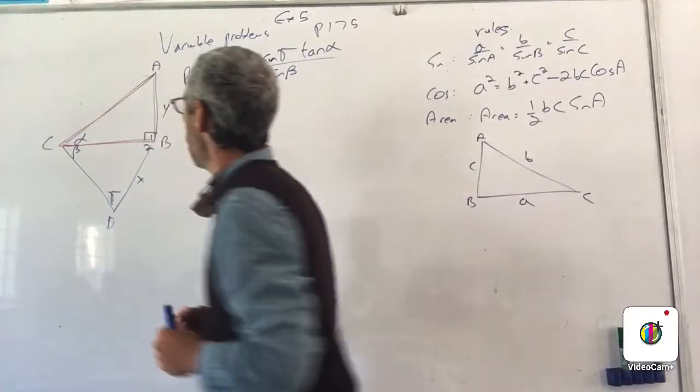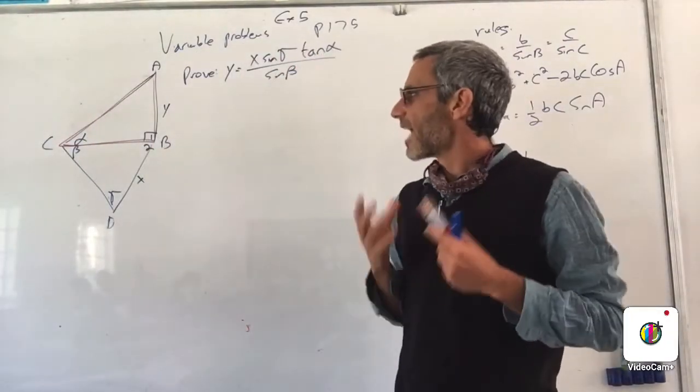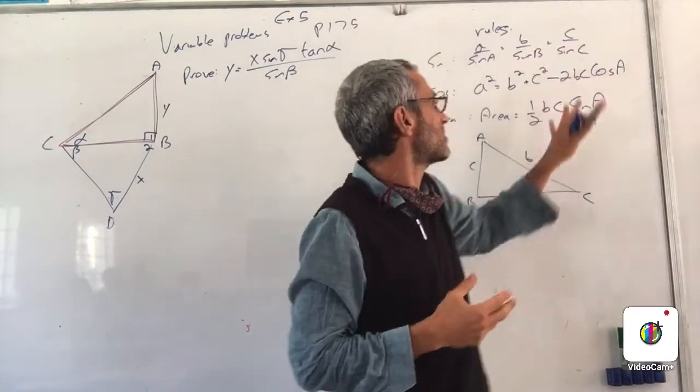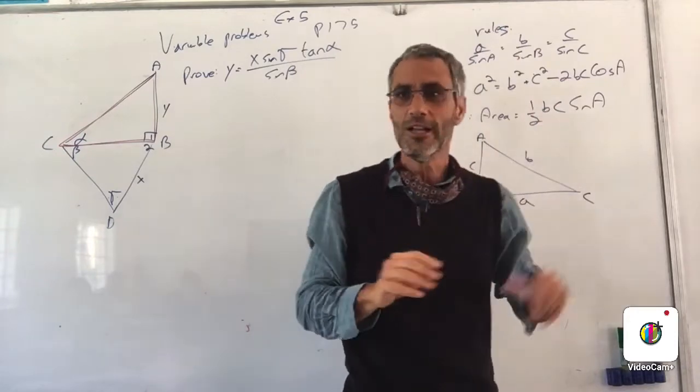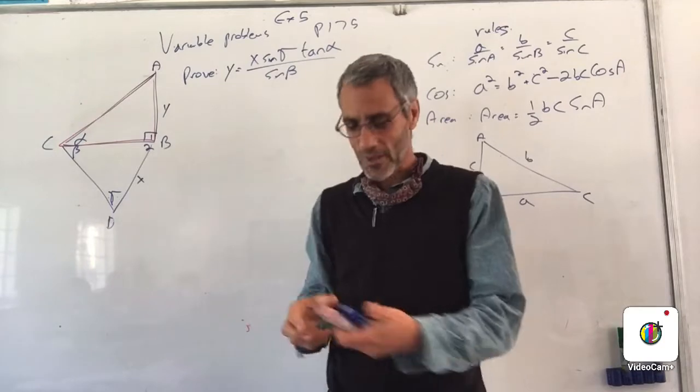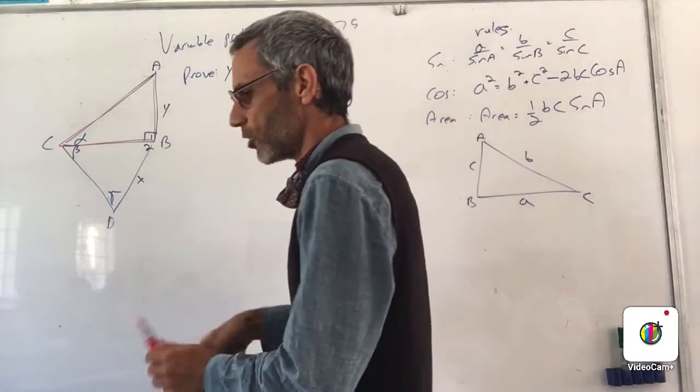Now, the cool thing about ABC is that it's actually a 90 degrees triangle. So we don't even need to use all these sine rules. These sine, cosine rules will work for any triangle. If you have a 90 degrees triangle, we have a much simpler relationship. And I'm sure you remember that.